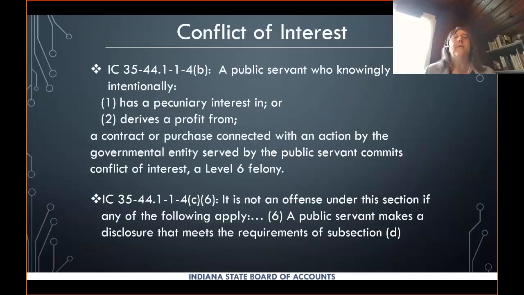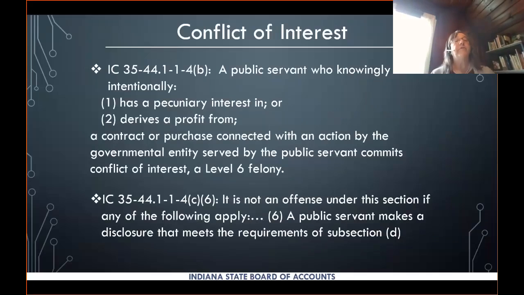Okay. So with the conflict of interest, there is the statute. We put the actual statute on here so you can see it. It's a little bit longer than this, but we put everything on there. This is for anyone, which would include you as an elected officer: any public servant who knowingly or intentionally has a pecuniary interest or derives a profit from a contract or purchase connected with an action by the governmental entity served by the public servant commits a conflict of interest, which is a level 6 felony.